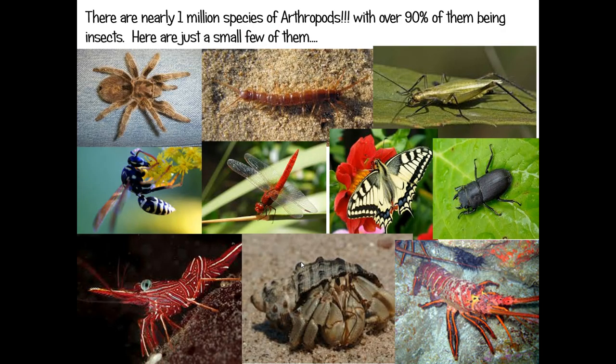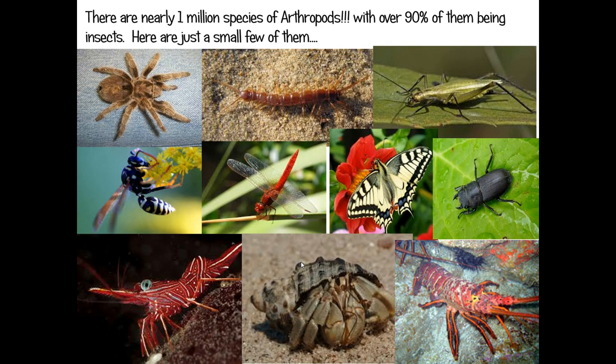Here's some more cool examples. There's a huge variety of these animals, over 1 million species of arthropods that have been identified. 90% of them are land dwelling, so the insects. But the marine arthropods are really cool as well. Those are your crabs and your lobsters and your shrimp.